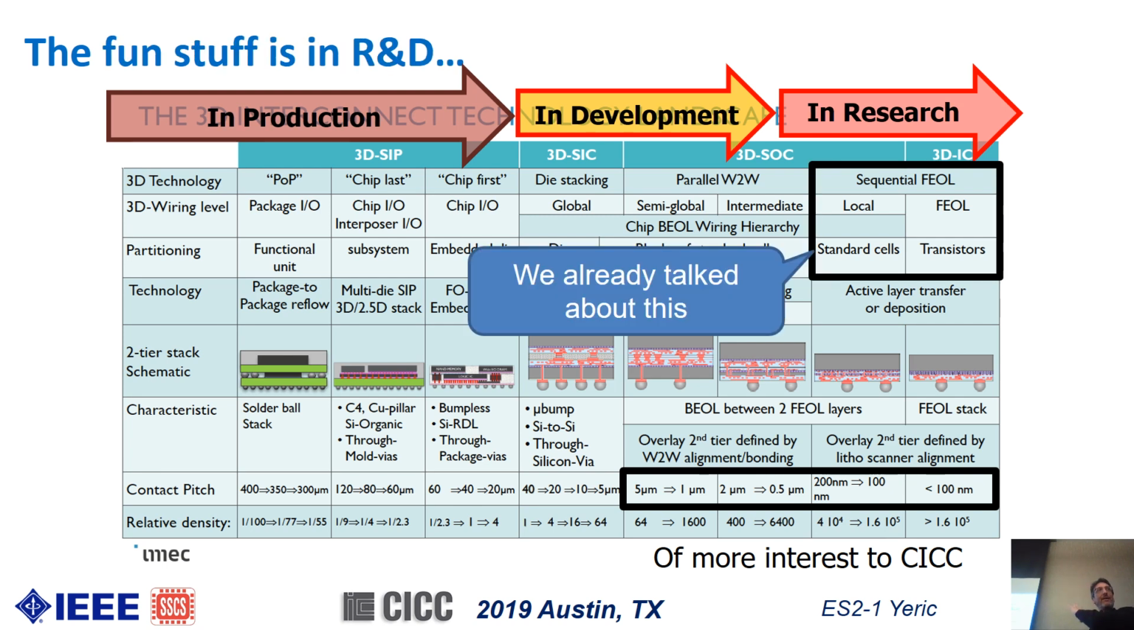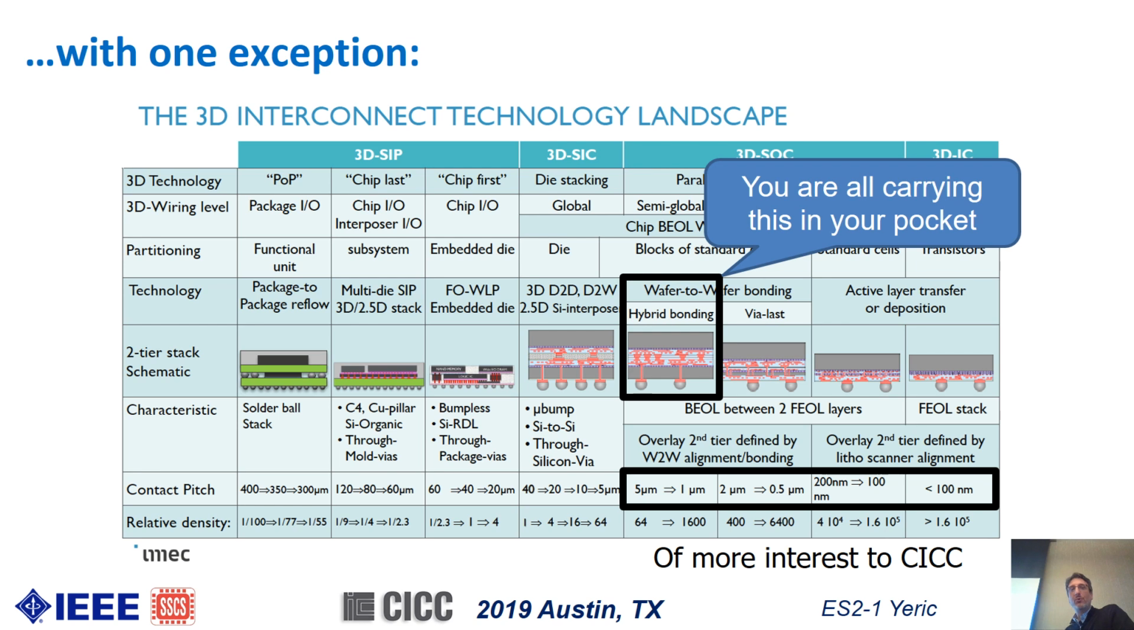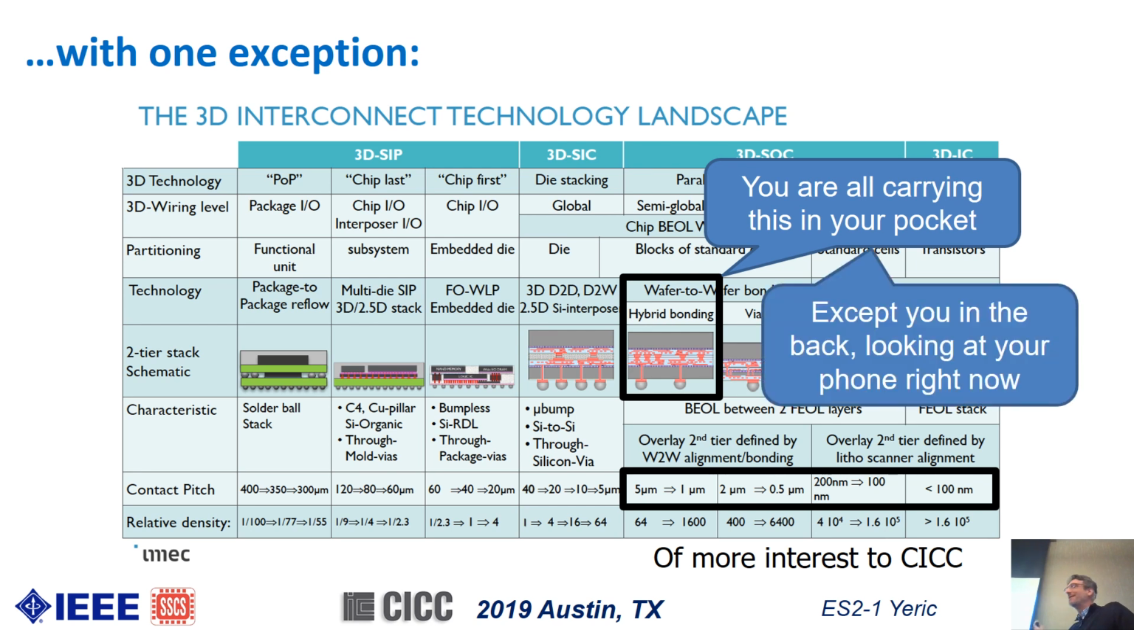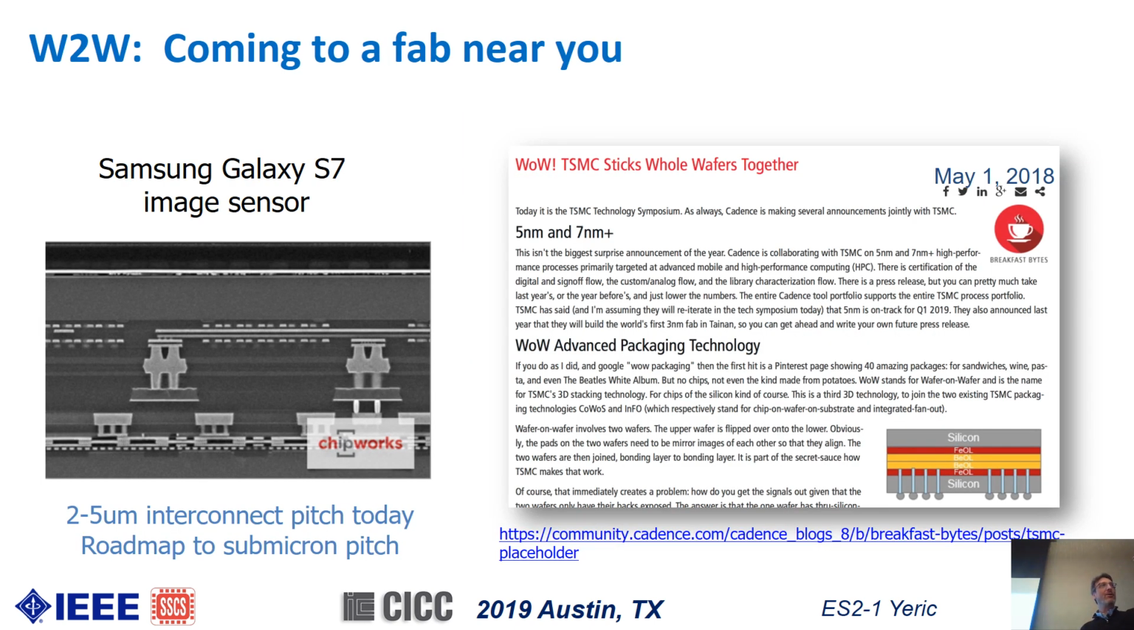Now, I already talked about the transistor stacking, so that's coming, and that'll be its own special fun. But the other stuff, there's actually one interesting exception in development. There's a wafer-to-wafer technology that's coming online now. All of you have this technology in your pocket right now. I was expecting someone to have their phone out, and I could say, well, you have it in your hand instead of your pocket, but you're all paying attention. That's amazing. Anyway, we all have this. It's the camera chips in our phones. They're using wafer-to-wafer bonding for very high-density interconnect.